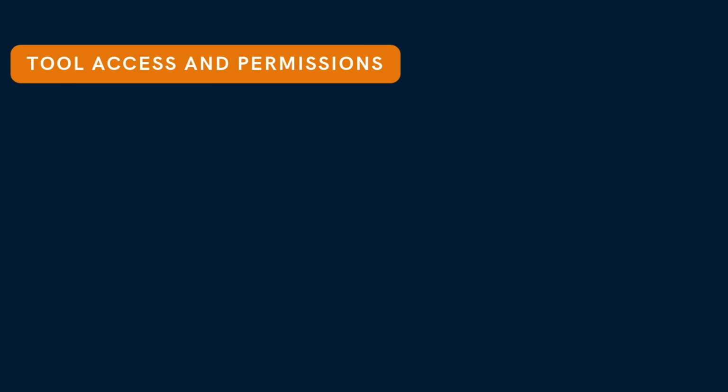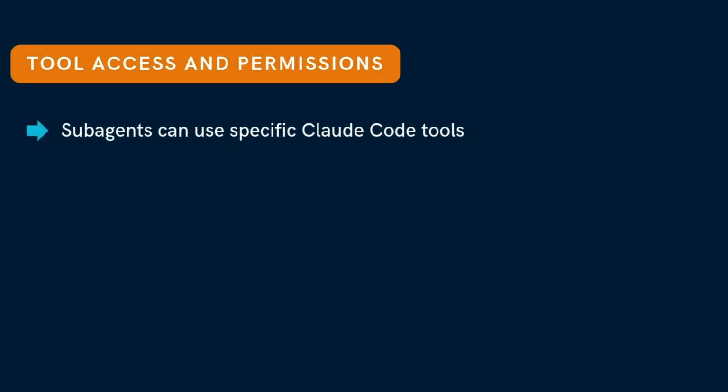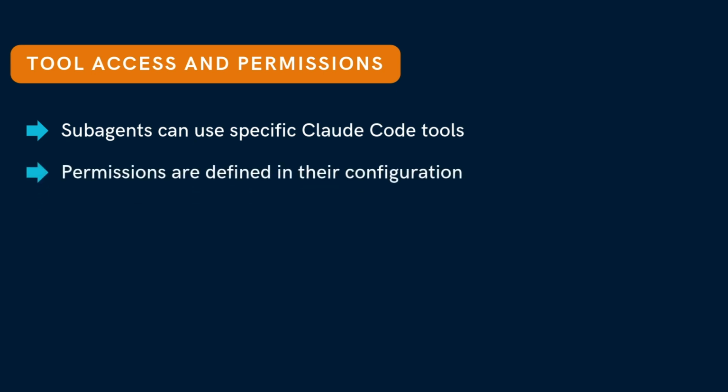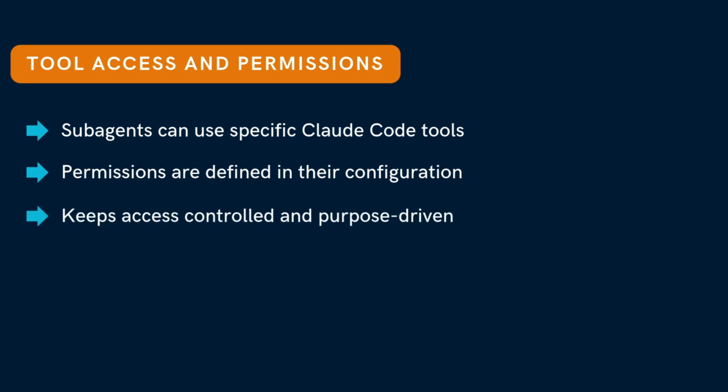Every subagent gets only the tools it needs. This keeps its work focused and prevents mistakes. The permissions for each subagent are set in its configuration. That's what defines what it can and cannot do. This structure keeps everything under control. Each subagent sticks to its purpose.